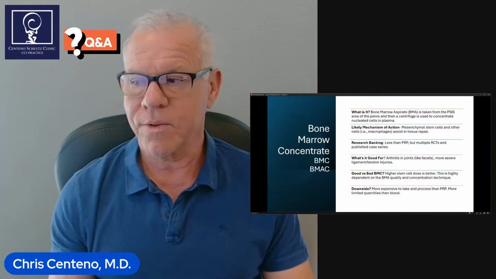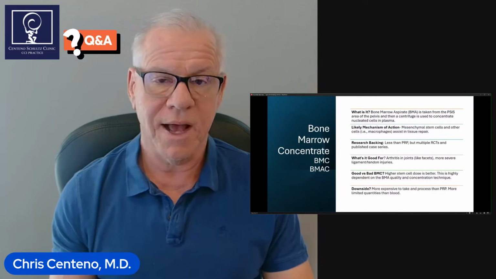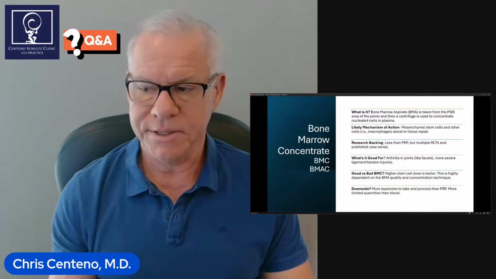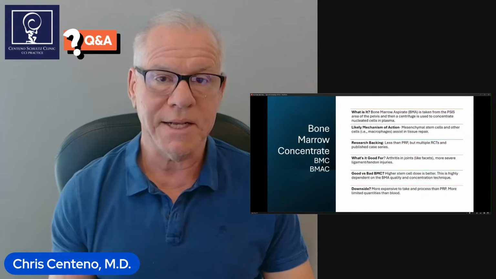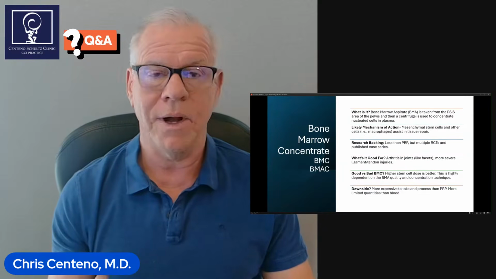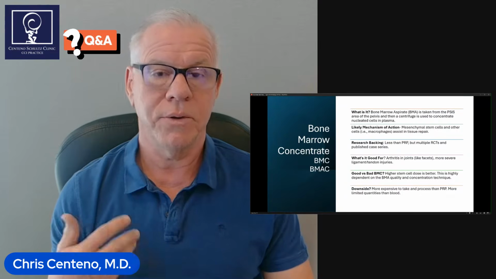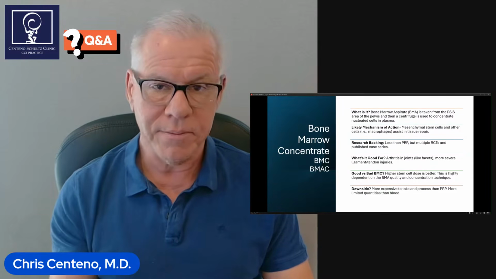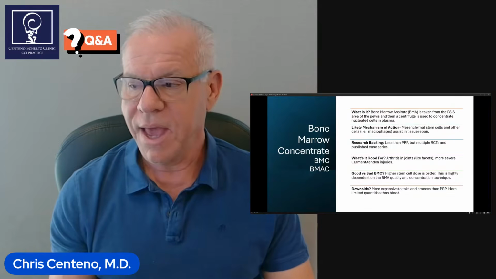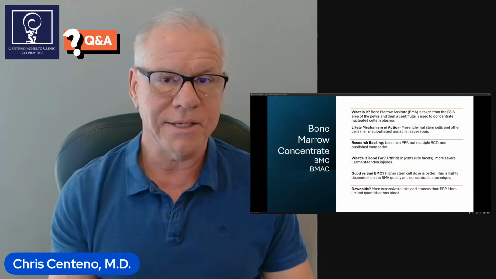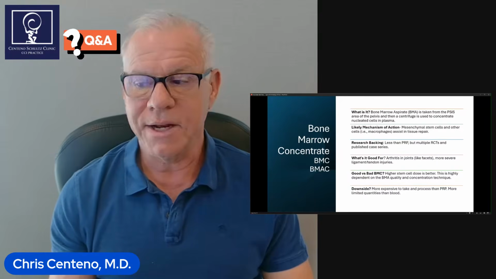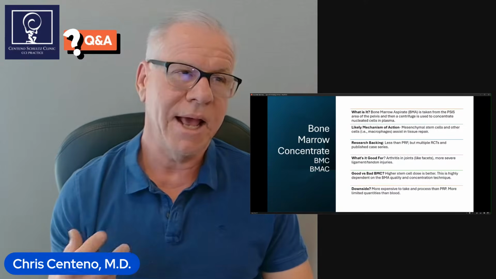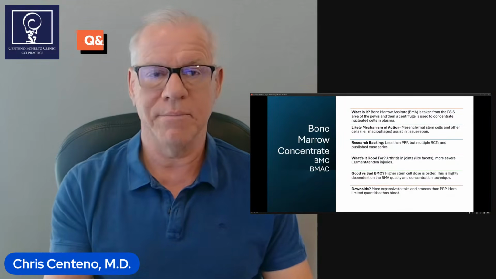And there are many published case series. What's it good for? Arthritis in joints, that is more severe in the case of CCI, like facet joints, and more severe ligament and tendon injuries. Good versus bad BMC, that stem cell content matters a lot in how well it works. So in order to improve that, that's dependent on the quality of the bone marrow aspirate, most of them were not high quality, regrettably, and the concentration technique used to isolate those cells. And the downside is really that it's more expensive to take and process than PRP, and it has more limited quantity than blood.